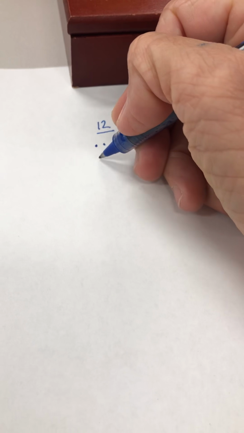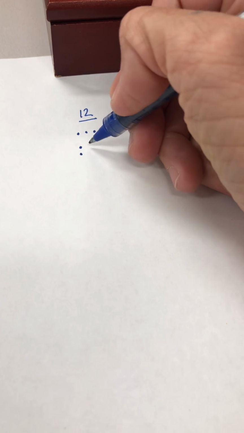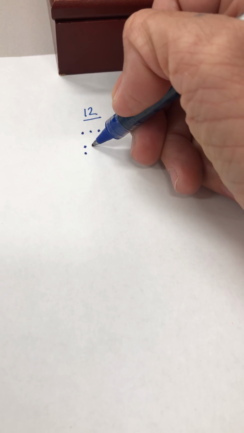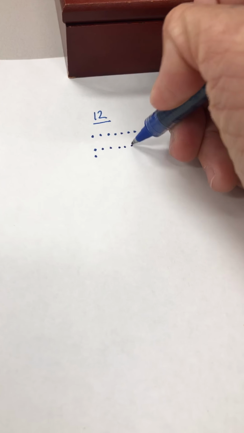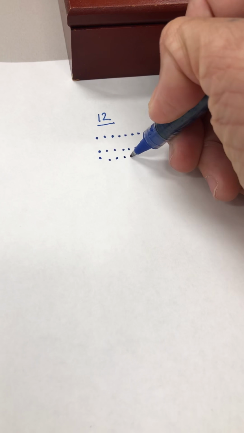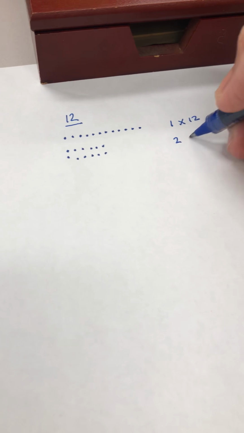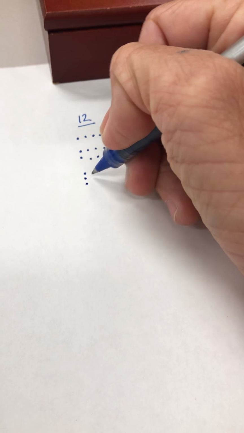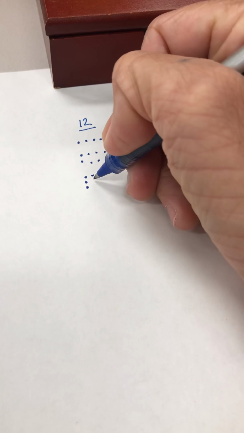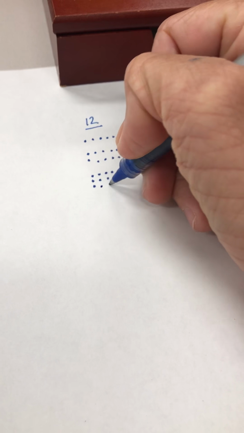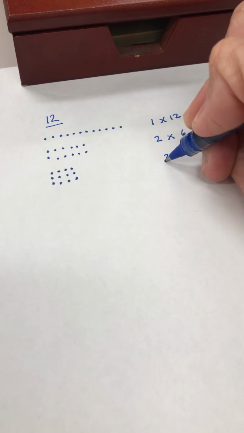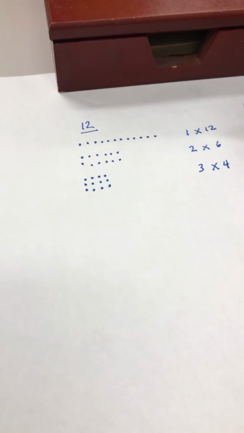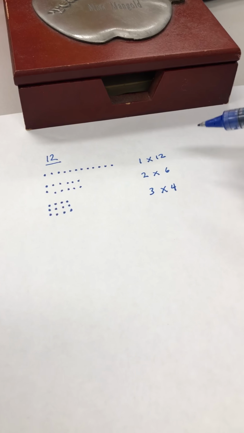We would expect them to be able to know that as an even number, 12 is always going to have 2 as a factor, so 2 rows of 6, which is 2 times 6, 3 rows of 4. We would expect them to see once they got to 4 that they'd already done 4. So this is going to be it for our set of factors for the number 12.